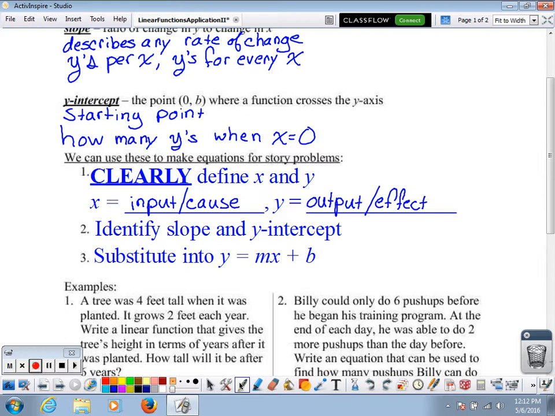Now remember, slope is the rate of change. Anything where you see the word per or for every or each, that's going to indicate what your slope will be. Your y-intercept is your starting point. That's how many y's you have when you have 0 x's. So before the problem actually starts, at the very, very beginning, how many y's do you have?